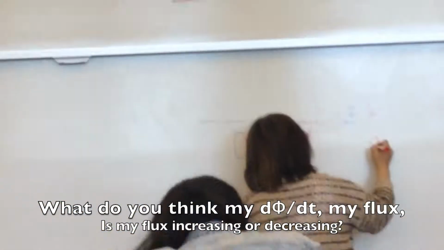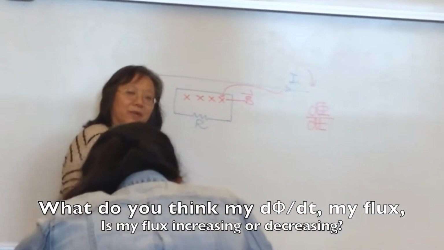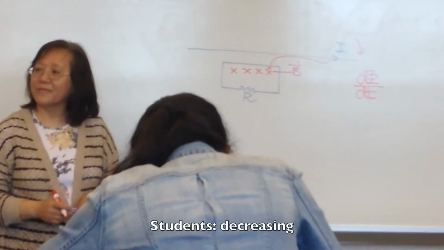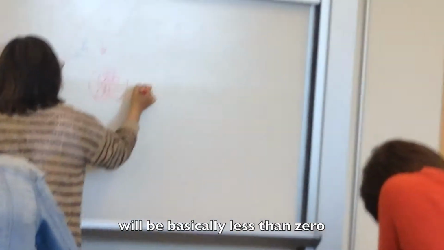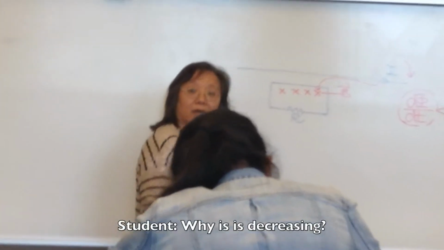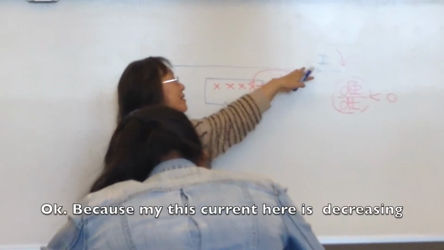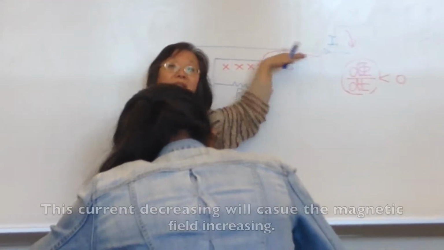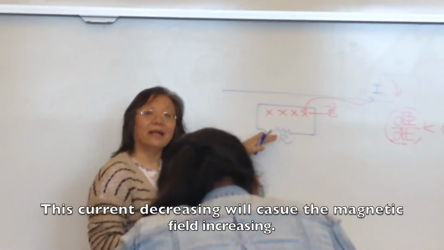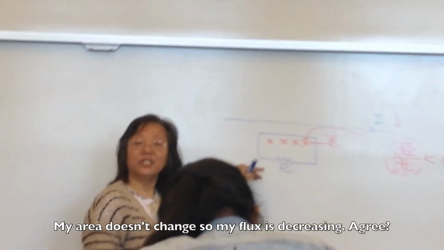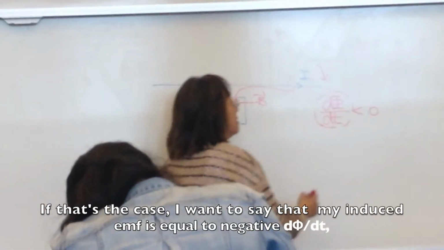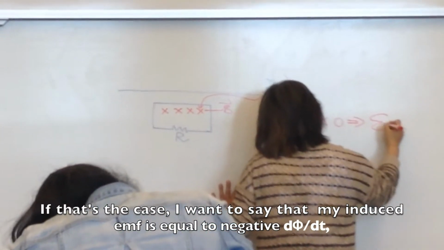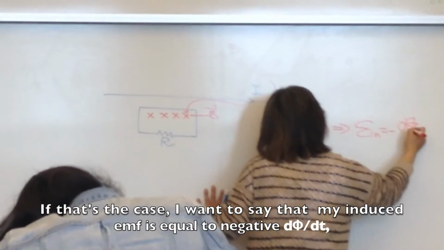My dΦ/dt. Is my flux increasing or decreasing? It must be decreasing, so dΦ/dt will be less than 0. Why is it decreasing? Because this current is decreasing, which will cause the magnetic field to decrease. My area doesn't change, so my flux is decreasing. Agree? If that's the case, my induced EMF equals negative dΦ/dt.